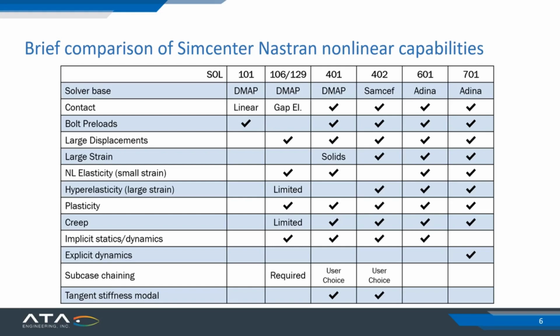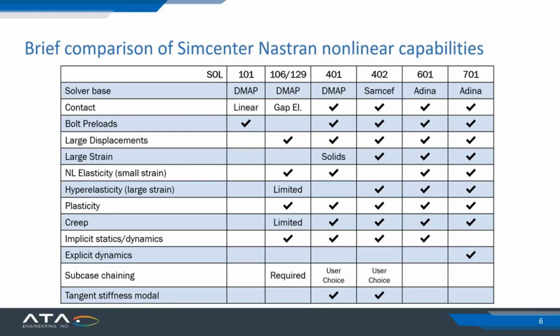The original nonlinear solvers in Nastran are the 106 and 129 solvers. Those are long supported solvers that have existed for a while, but being older solvers, they are a little bit more limited in their capability. You can see that, yes, they do technically support contact, but it's only through gap elements. But they are capable of large displacements, and plasticity, for example, are the most common reasons why you might use those if you're just doing a simple model with a single nonlinearity.